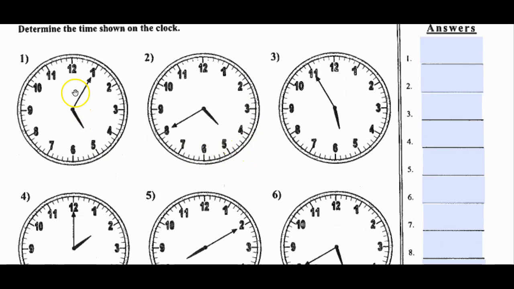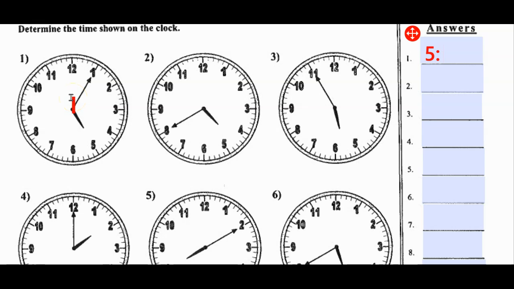Now look at number 1. What's the hour pointing to? It's actually pointing at 5. You would think it's pointing at the 4, but it's actually pointing at 5. So 5 colon. And what's the minute hand pointing to?